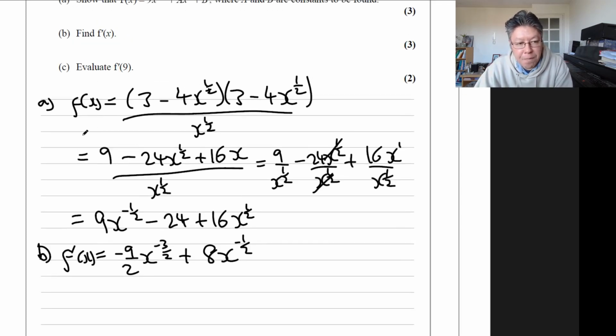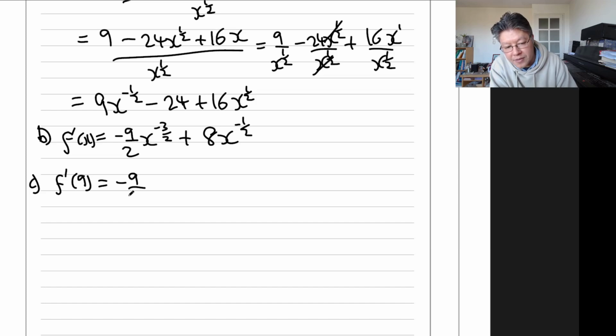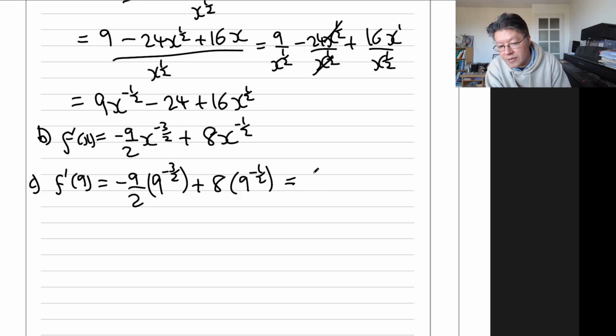So part C, we need to work out f dash of 9. So we need to plug 9 into here. So we can do part C, f dash of 9 equals, so minus 9 over 2, 9 to the minus 3 over 2, plus 8, 9 to the minus half. We can use calculator here, and if we use calculator we get 5 over 2.